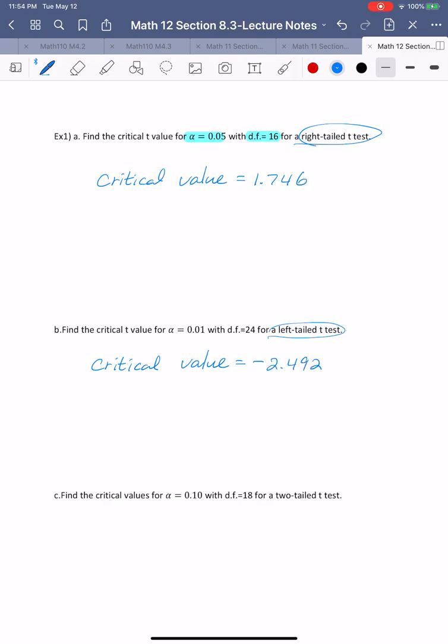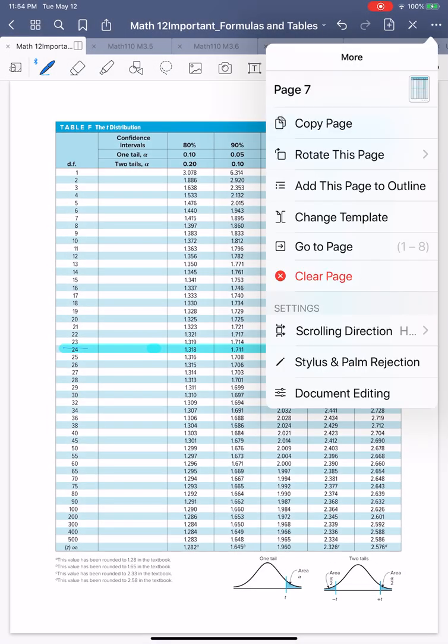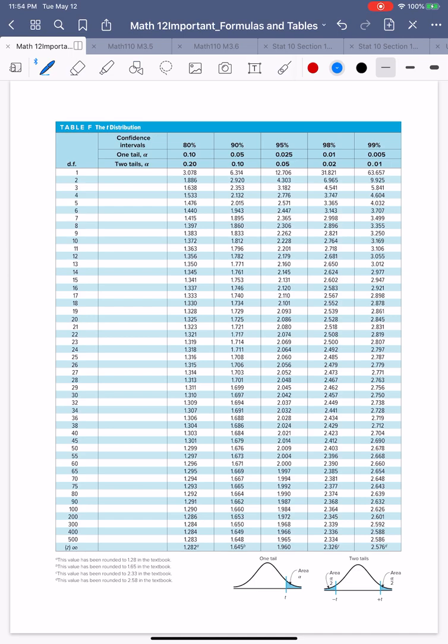Part C: find the critical values for alpha equal to 0.10, but this is a two-tail test. In a two-tail test we use alpha over 2, which is 0.10 over 2, which is 0.05, or you can just use the two-tail column from there too. So let's see, clear the table. The degrees of freedom is 18, so here's 18.